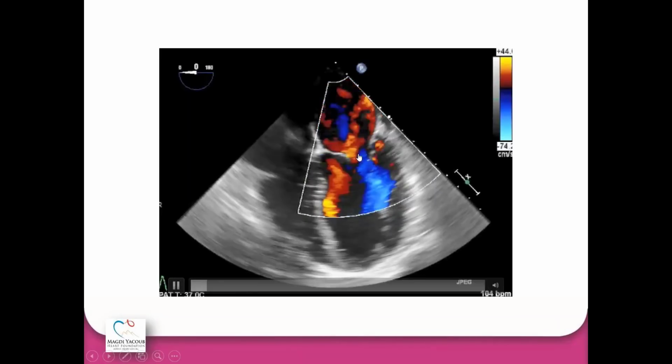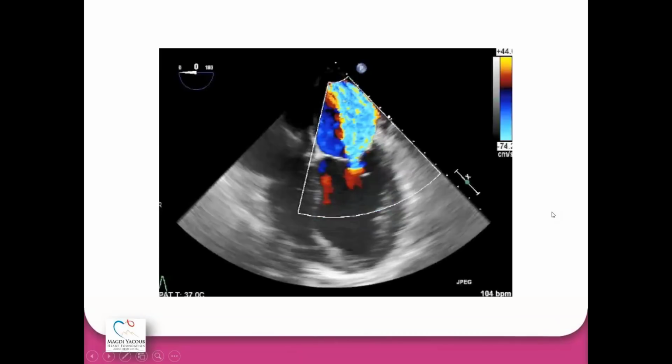Also assessment of the anatomy again by 2D, measuring the coaptation depth and length and so on, what we said, and assessment of the mitral regurgitation severity.